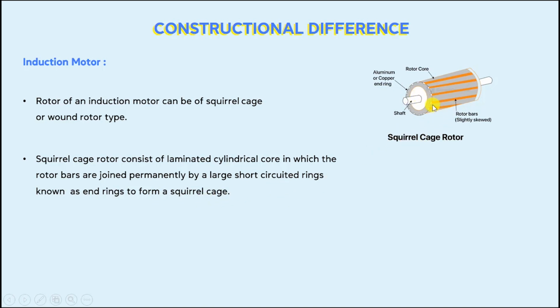Here you can see this is the diagram of a squirrel cage rotor, and in the laminated cylindrical core you can see the rotor bars. All the rotor bars are joined permanently to a large circular short-circuited ring which is known as end ring to form a squirrel cage. The end ring may be made up of aluminium or copper.